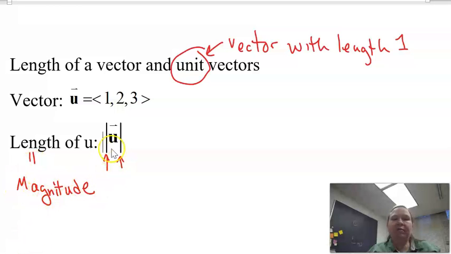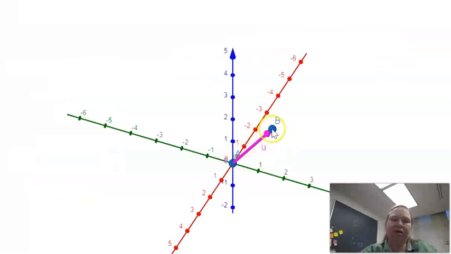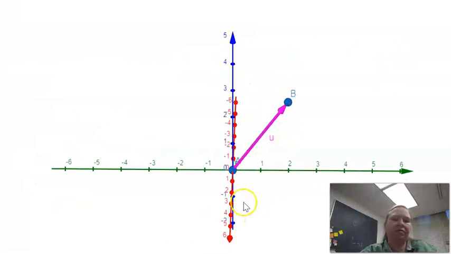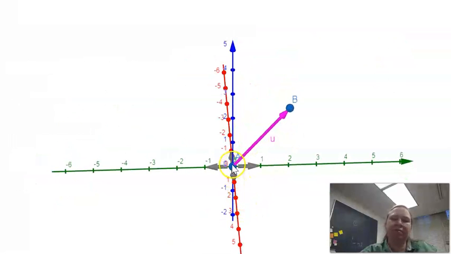So the length or the magnitude of a vector is shown with these vertical bars that look like absolute value bars. So if we go look at a vector, this vector here, there it is. If I wanted to find the length of that vector, then what I would be doing is picking a point that represents the starting point of the vector and a point that represents the ending point of the vector, and I would be finding the distance between those 2 points.